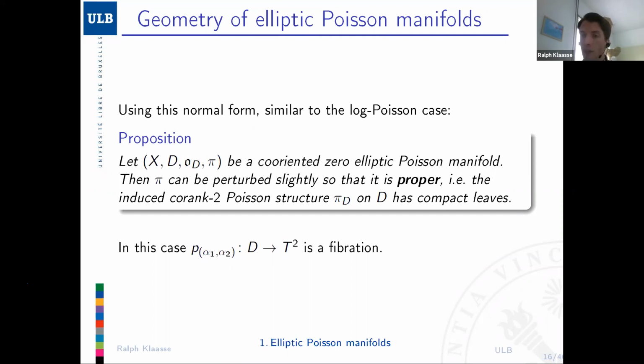Now, this is the analog of that, namely the whole structure pi can be perturbed so that it is proper. So the induced structure on D becomes having compact leaves, and the one forms alpha 1 and alpha 2, which are obtained via the radial and theta residue, give you this fibration at the bottom, (alpha 1, alpha 2).